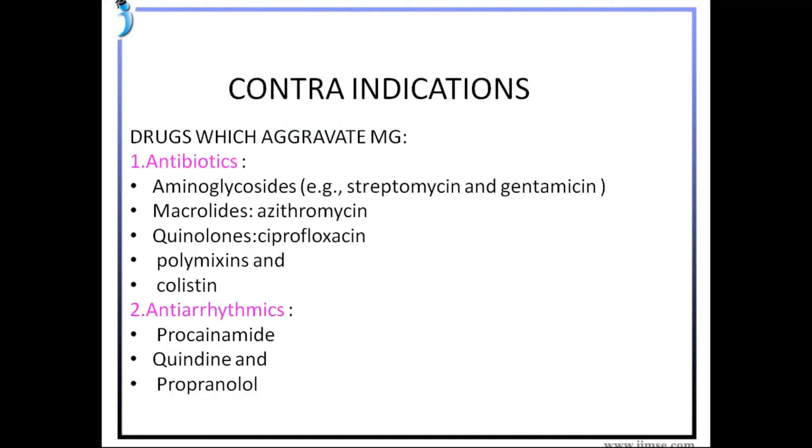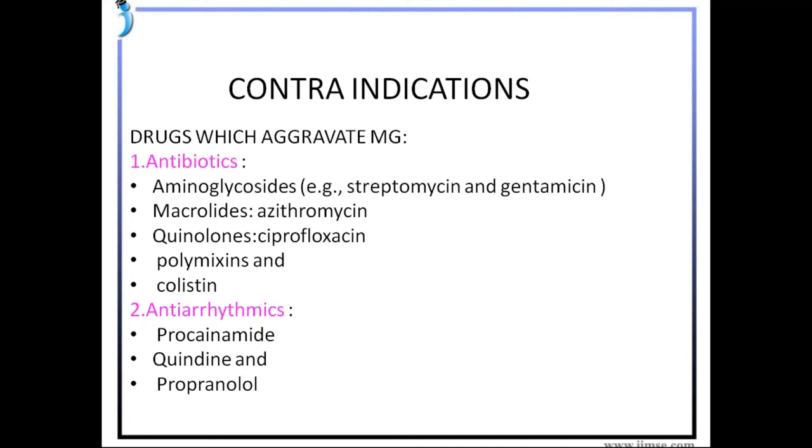The contraindications. Generally, these are drugs which aggravate myasthenia gravis. This is asked during your PG bits, so I made it easy by considering it as A, B, C, D, E. What does your A include? The antibiotics and antiarrhythmics. The antibiotics like aminoglycosides, which include streptomycin, gentamicin, and amikacin, macrolides like azithromycin, quinolones like ciprofloxacin, and polymyxin and colistin are the kind of antibiotics which inhibit acetylcholine release. We should make sure that we are not prescribing such drugs to patients having myasthenia gravis, because there is already a deficiency of acetylcholine. Further, if these drugs inhibit the release of acetylcholine, there is worsening of weakness and fatigability.